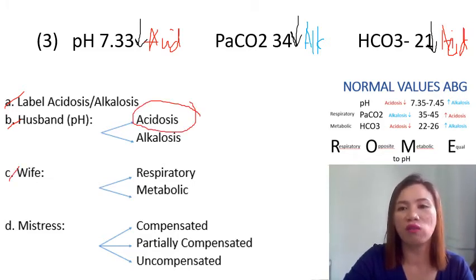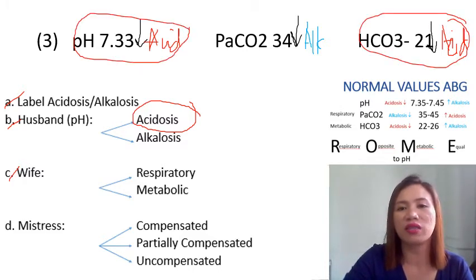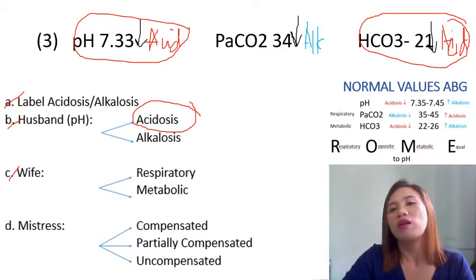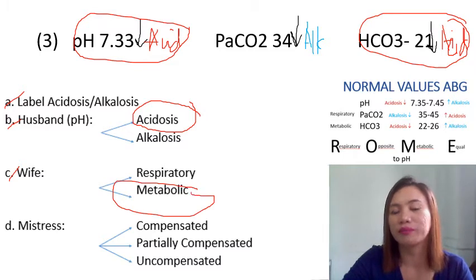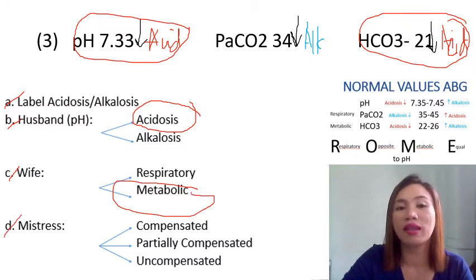So which is the wife? These are the same. Therefore, your bicarbonate is the wife, representative of your metabolic. Let's look at the mistress.